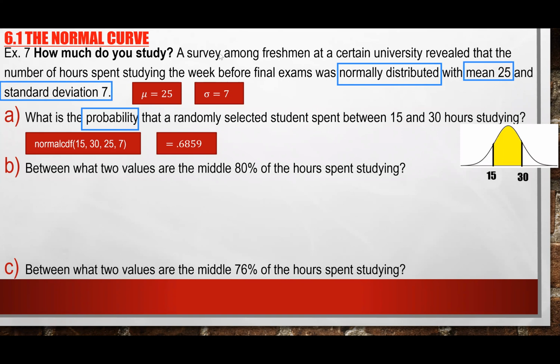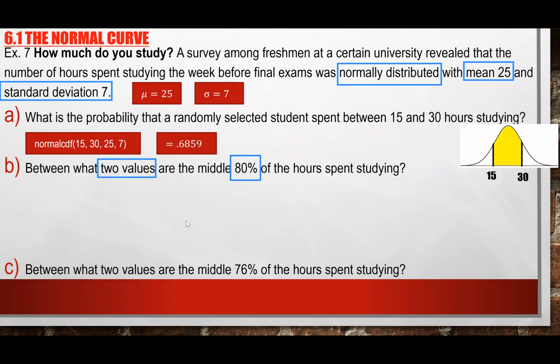Because they ask you this item here, find the two values. Remember, we are looking for the value, we're looking for the data, we're looking for the z-score, so we have to do the inverse norm. Or secondly, if they give you the percentage, we will do the inverse norm, because the percentage is the area underneath the curve, the proportion. So in this problem, they ask between what two values the middle 80% of the hours spent studying fall.